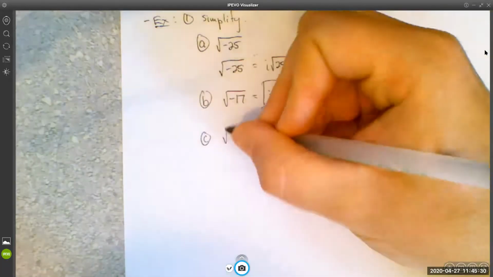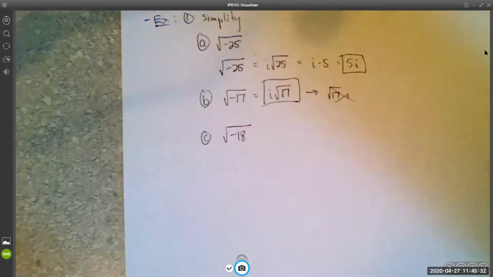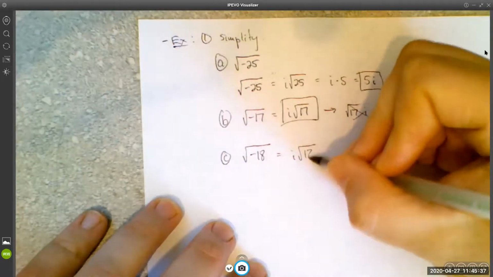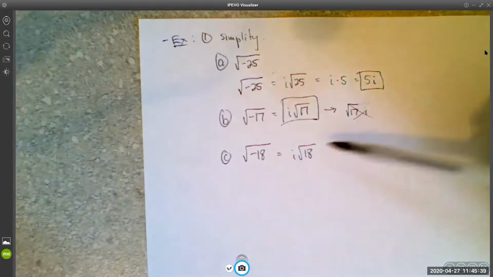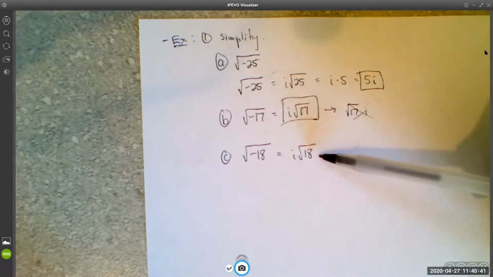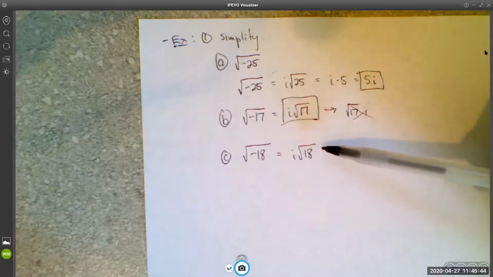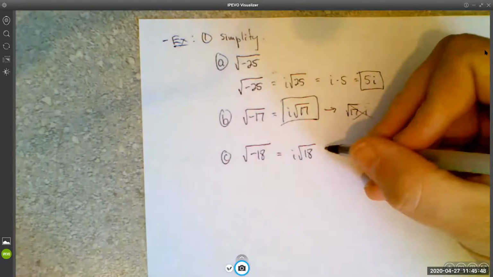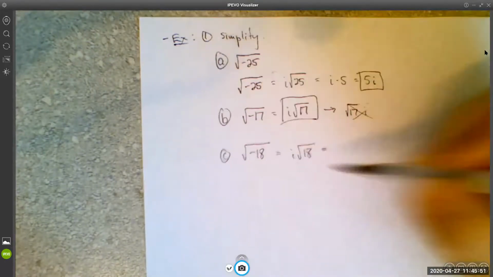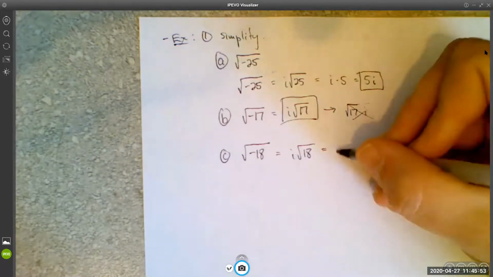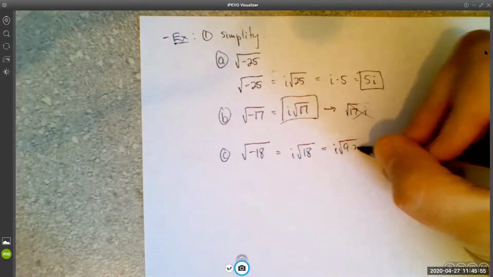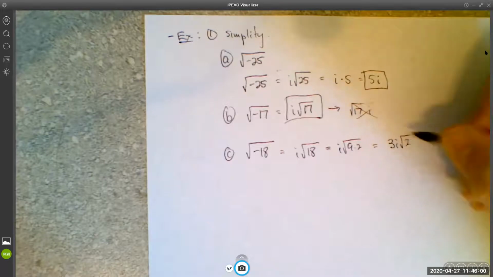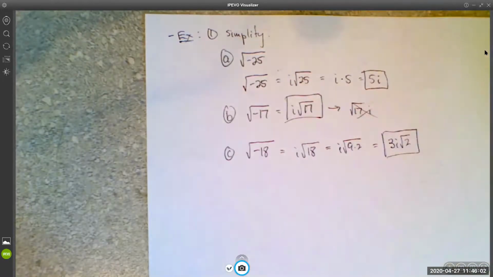If we had square root of negative 18, again, we start off the same way. This is i times the square root of 18. But now square root of 18 we can simplify. If you think back to simplifying radicals, and we've done a fair amount of this in this class anyway, square root of 18, you think of the largest perfect square that goes into 18, and in this case it's 9, right? So we say this is the square root of 9 times 2. Square root of 9 is 3. So this is going to be 3i times the square root of 2. And that's how we write down that answer.